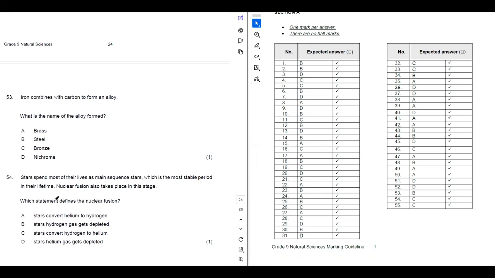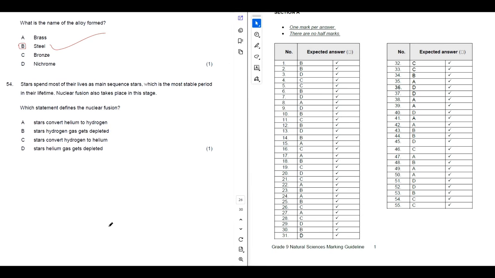Okay, and then next we will move to question 53, which says that iron combines with carbon to form an alloy. So now the question says, what is the name of the alloy formed? And you know that the name of the alloy formed is steel. So our answer will be B.